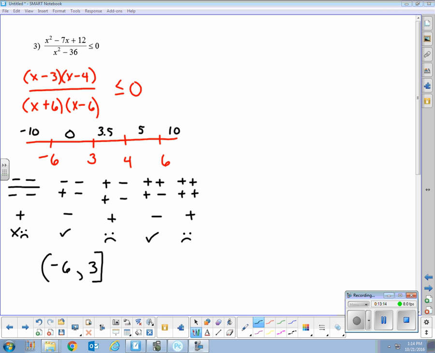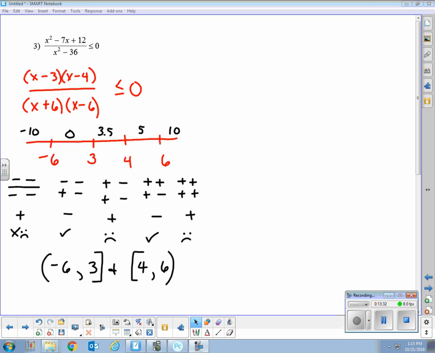And my next interval is between 4 and 6. 4 makes the top 0, so I include it because 0 is less than or equal to 0. But 6 makes the bottom 0. I can't divide by 0, so I exclude it. So these are your 2 intervals.